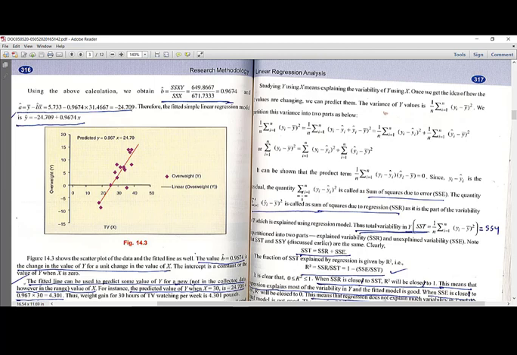Now it can be shown that the product term, 1 by n sigma i equal to 1 to n yi minus yi cap multiplied by yi cap minus y bar, is 0, since yi minus yi cap is the residual. And the quantity sigma i equal to 1 to n yi minus yi cap whole square is called the sum of squares due to error, SSE. The quantity sigma i equal to 1 to n yi cap minus y bar whole square is called the sum of squares due to regression, SSR, as it is the part of the variability of y which is explained using the regression model.